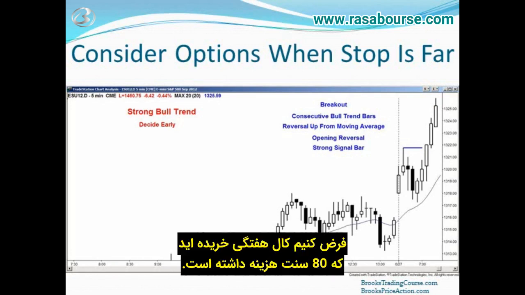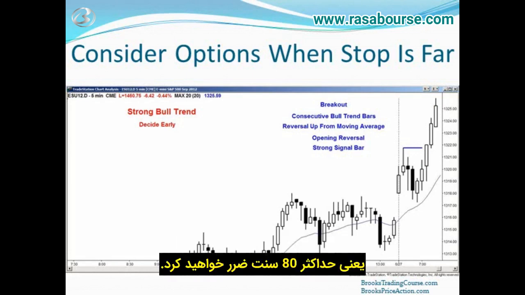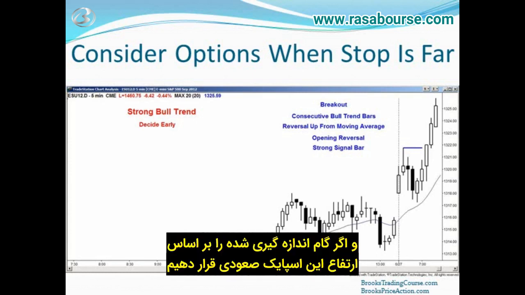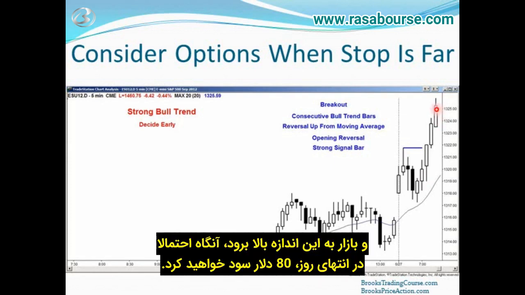Let's say you bought a weekly call and it cost 80 cents. The most you can lose is 80 cents, which times 100 shares is $80. So the most you can risk is $80, and if the market goes up for a measured move based on the height of this spike, you probably will make $80 by the end of the day.